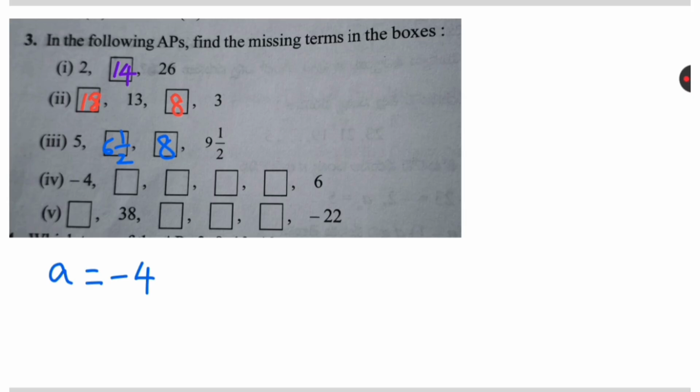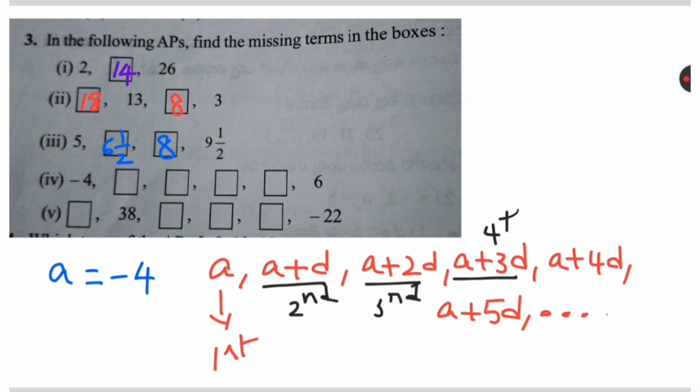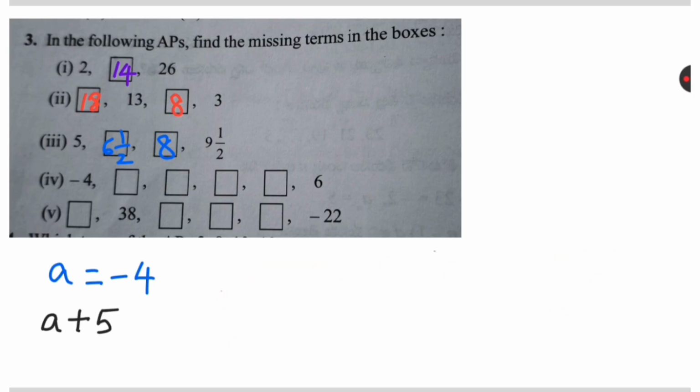Let's see the pattern. A plus d, a plus 2d, a plus 3d, a plus 4d, a plus 5d, and so on. So this is the first term, second term, third term, fourth term, fifth term, and this is the sixth term. That means a plus 5d. So the given a plus 5d, the value is 6. Using these two, we can find the common difference, which is d, isn't it?